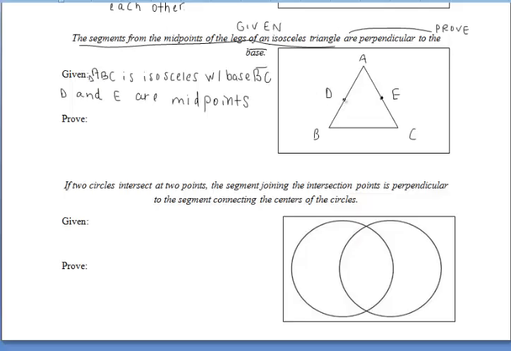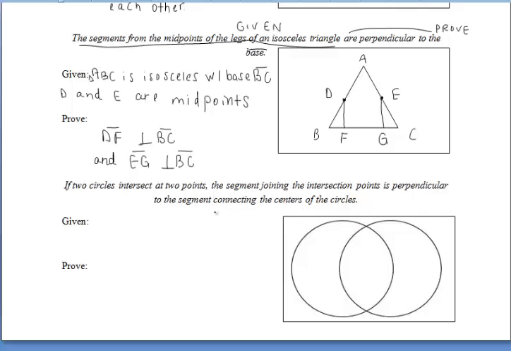Then we want to prove that the segments that are being drawn from those midpoints are perpendicular to the base. So we have 2 segments that we should have drawn in there, both to base BC in this case for my diagram. And we want to prove that both of those segments are perpendicular to the base.